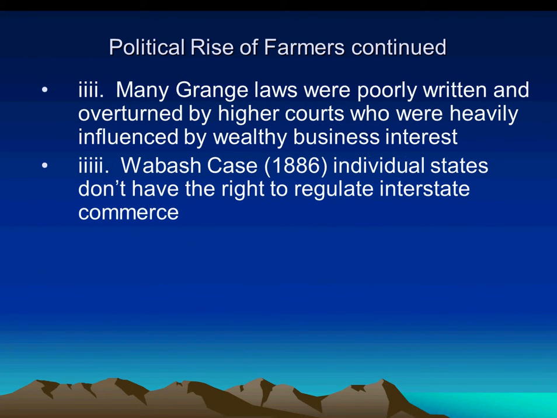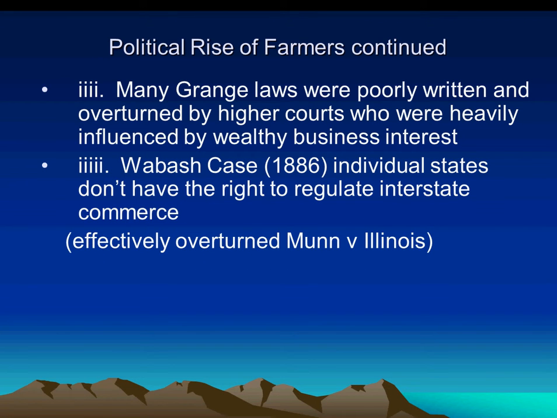Many of the Grange laws were poorly written, and eventually most of them are going to be overturned by the High Court. The Wabash case in 1886 was really a blow to the farmers in the Grange movement. Individual states did not have the right to regulate interstate commerce. So if the railroad hauled commerce between two different states, it really wasn't up to the state to regulate that. And eventually, this will overturn the Munn versus Illinois ruling by the courts, and big businesses like the railroads will continue to profit at the farmers' expense.